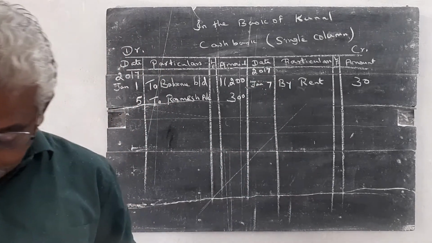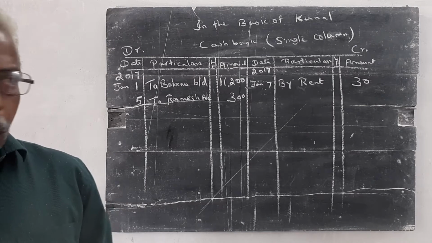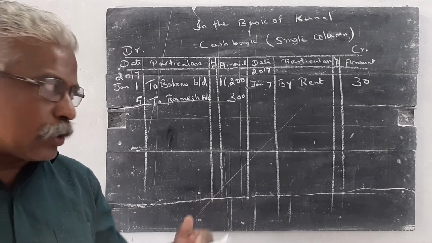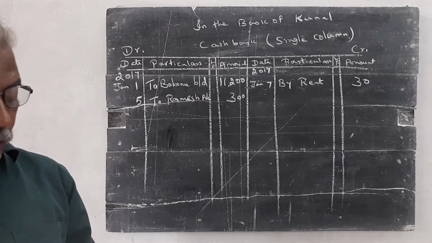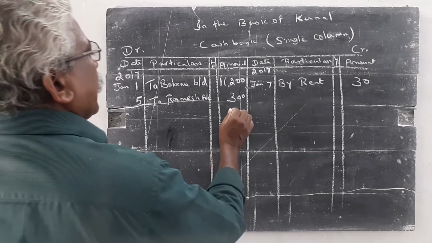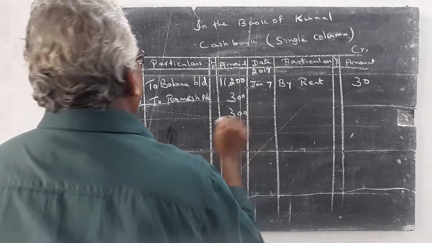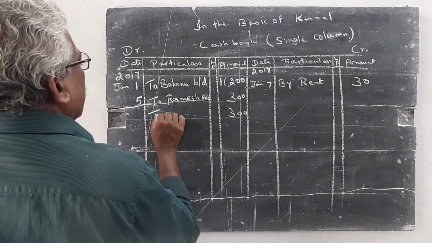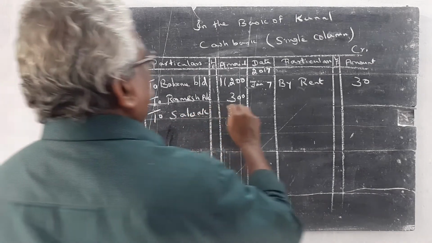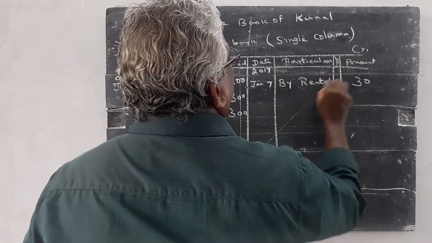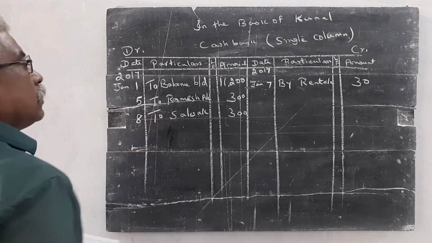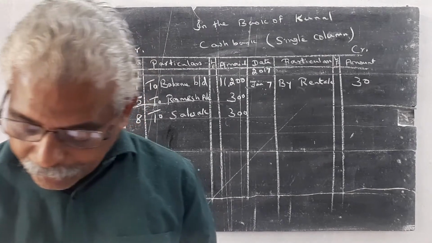Then next transaction, sold goods for cash. When we sold goods for cash, cash comes in. How much amount comes in our hand? 300 rupees cash comes in our hand. So this 300 rupees is entered here, to sales, to sales account. In all the accounts, we use the word account: rent account, sales account. What is the date? Date 8. Then, date 10.